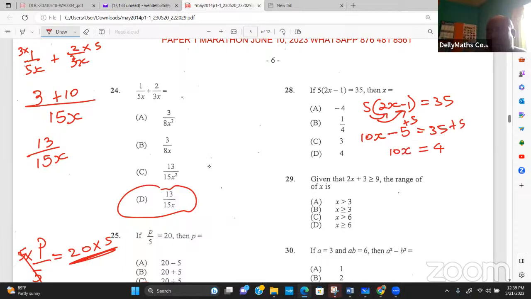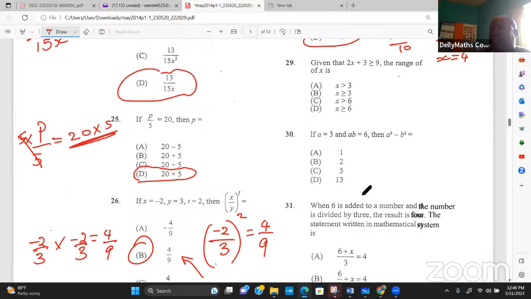10x is equal to 40. Divide by 10, divide by 10. X is equal to 4. So you just work it down and you get your answer and you move.